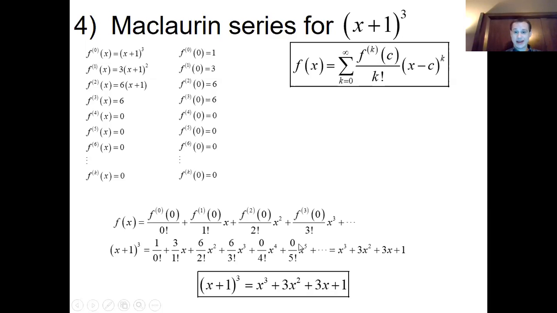6 over 6 is 1. I get x cubed. 6 over 2 factorial, 2 factorial is 2, 6 over 2 would be 3. So I got 3x squared. I'm writing the normal way now with the leading term being the highest power. You got 3x, you got 1, and you have this expression right here. So x plus 1 cubed approximated around 0 is given by this little polynomial right here.